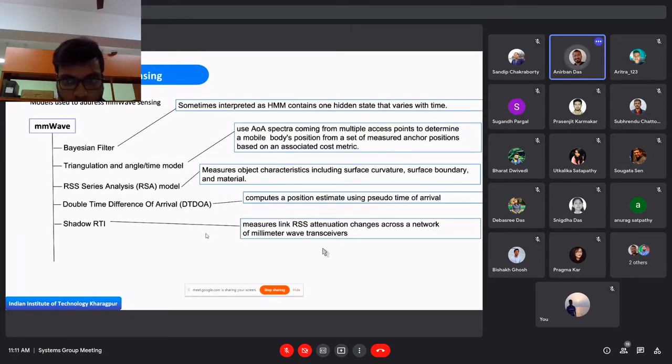Then there are triangulation models which are used to estimate the position of the objects. And these are some of the models. Other than that, there are also pre-processing techniques such as fast Fourier transformations, two-level fast Fourier transformations, which are used in many of the works to calculate the velocity and position of the objects.